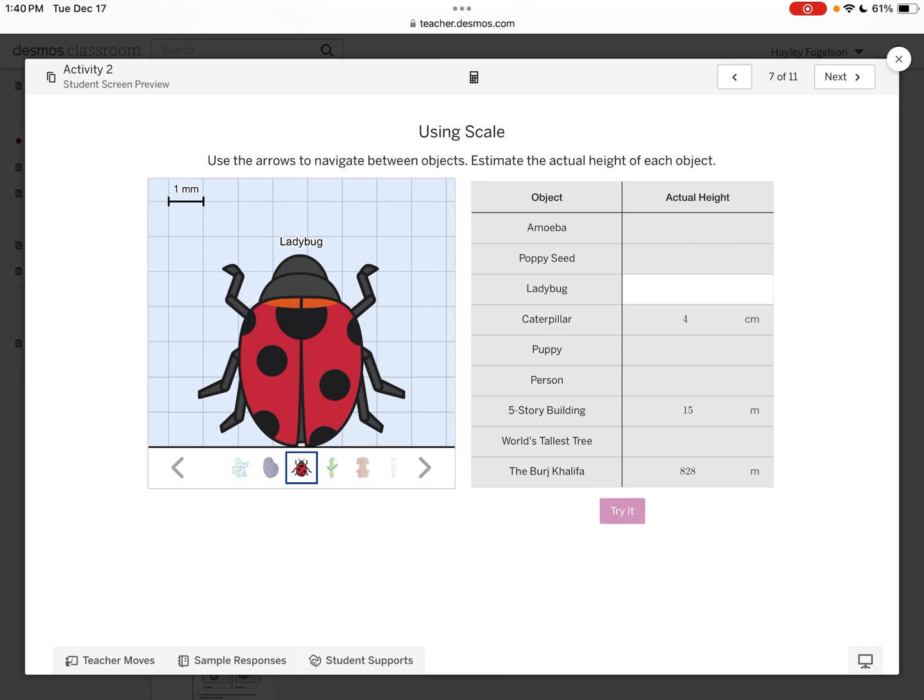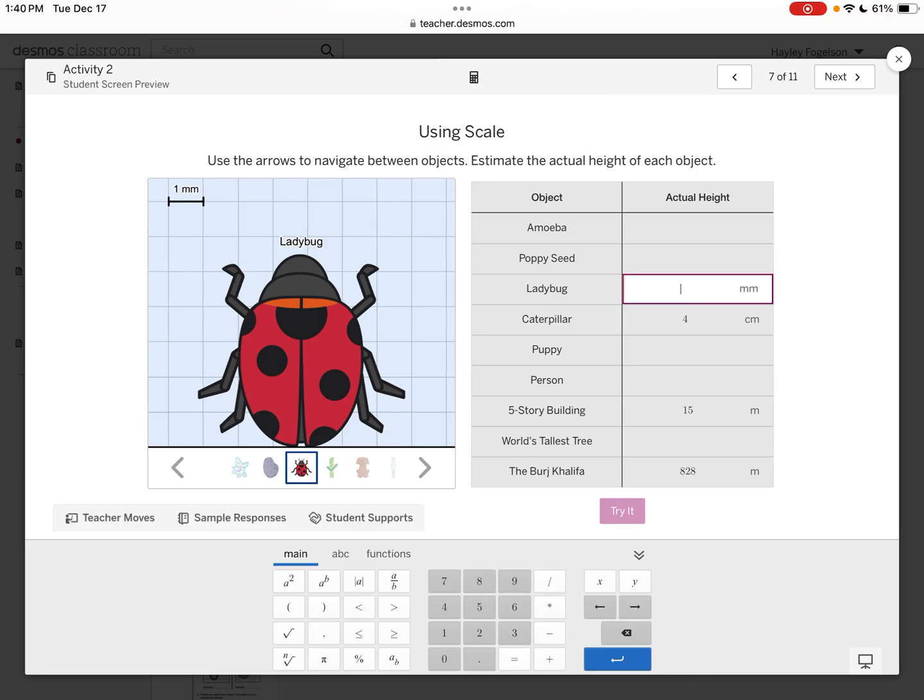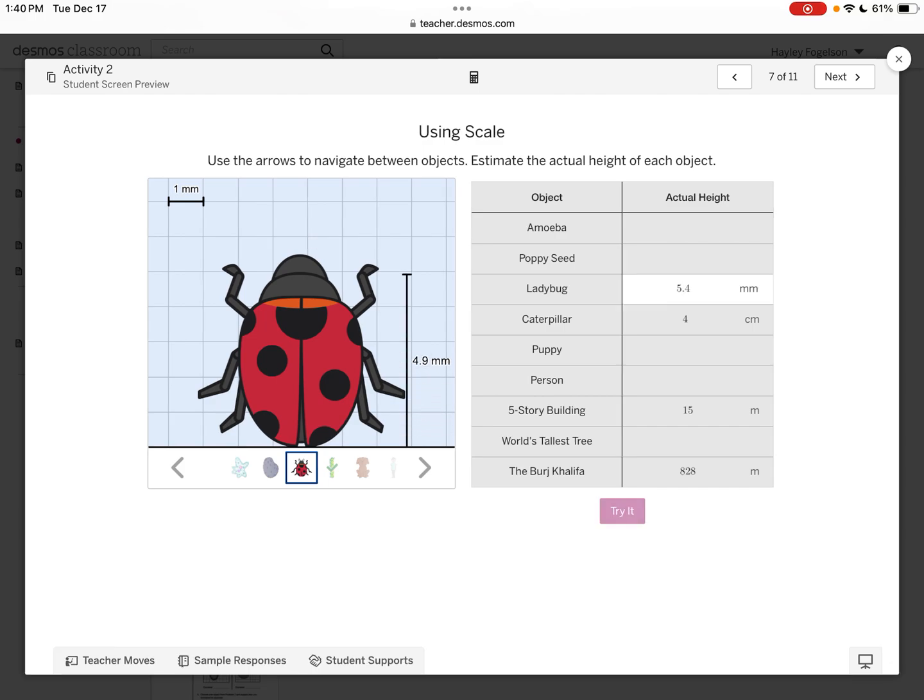Let's do the ladybug. This time each box really stands for 1. So I have 1, 2, 3, 4, 5, and a little bit extra. So I'm gonna say 5.4. Now we are kind of estimating at the end because we don't exactly know how much of the box is filled in, but we can do the best we can with our estimation.